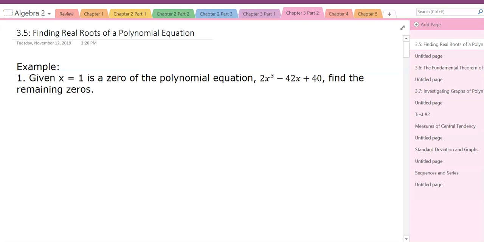All right, so we're going to get started in the second half of chapter 3, and we're going to be talking about finding real roots of a polynomial equation. Right before break, we were talking a lot about polynomials at the start of chapter 3. We talked about adding them, subtracting them, multiplying polynomials, and dividing them. We talked about long division and synthetic division.